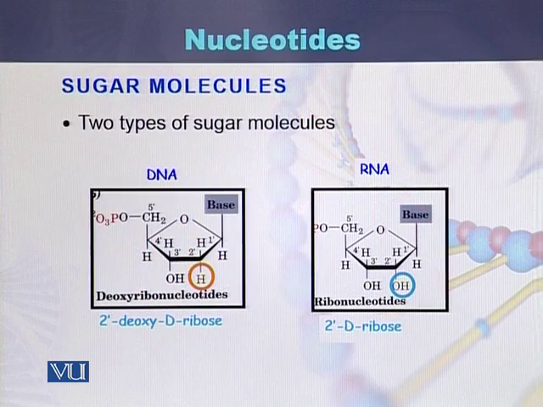Within the nucleotide, there are two types of sugar molecule. The sugar molecule which is present in RNA is called ribose sugar, while the sugar molecule which is present in DNA is called deoxyribose sugar.